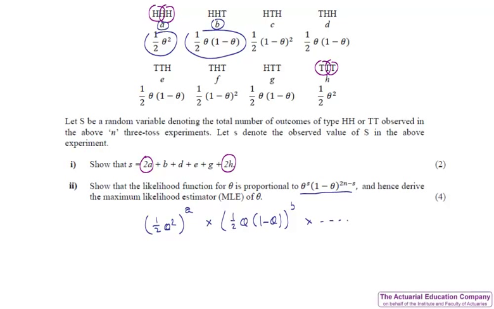But don't worry if you didn't get it, you could simply take that result, log it, differentiate it, and get the maximum likelihood estimate, S over 2n. Don't forget to check it's a maximum.